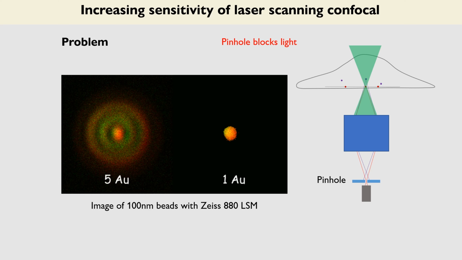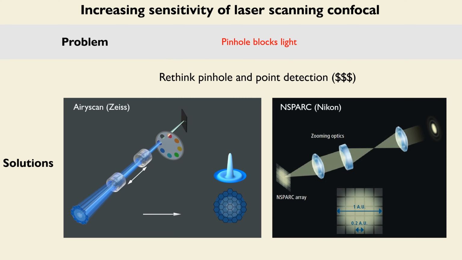And so a possible solution to this is to rethink this whole pinhole and point detection scheme by throwing money at it. And so two companies have come up with array detectors. For Zeiss, this is called AiryScan. For Nikon, this is called NSPARC. And the idea is that instead of projecting the light back to one photomultiplier tube, we project it back to an array of detectors. Here they're in this sort of hexagonal honeycomb pattern. Here they're in more of a square pattern.